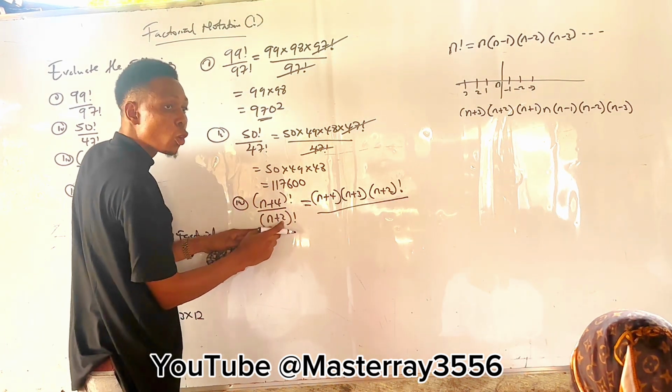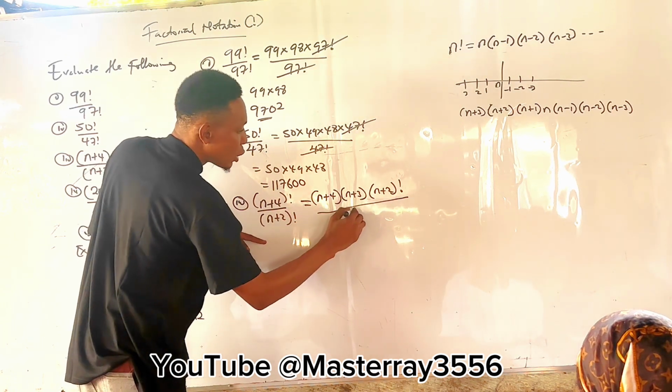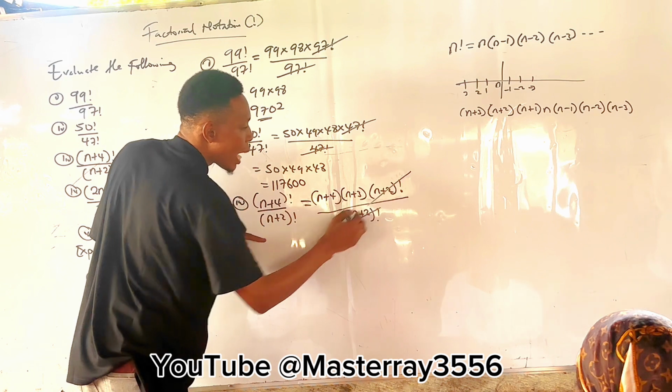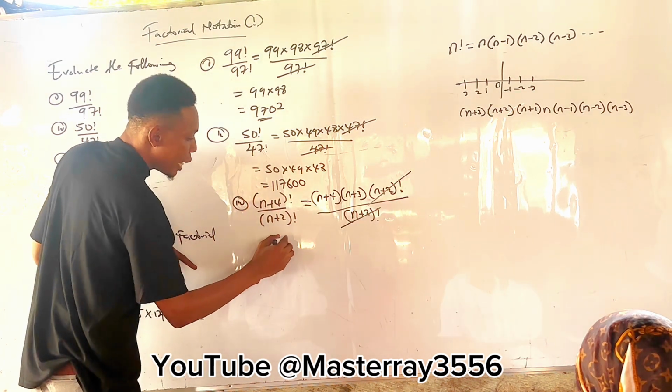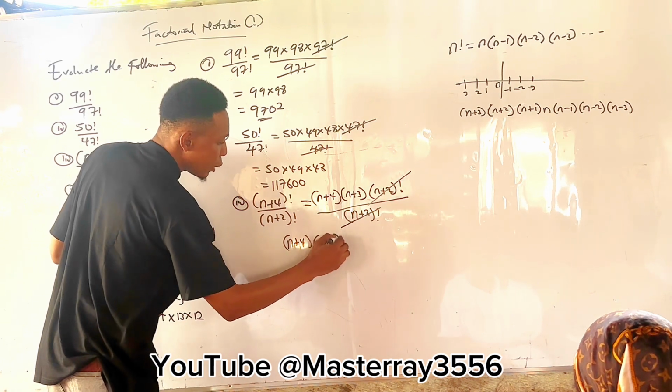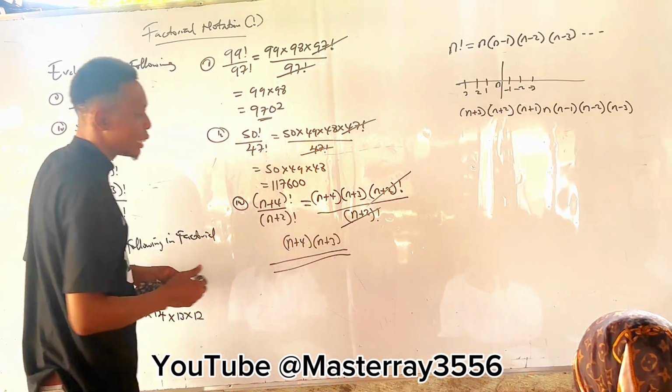Because of my denominator. I still have n plus 2 factorial. What happened? This can cancel out this, right? What is left there? N plus 4, n plus 3. You can leave your answer like this.